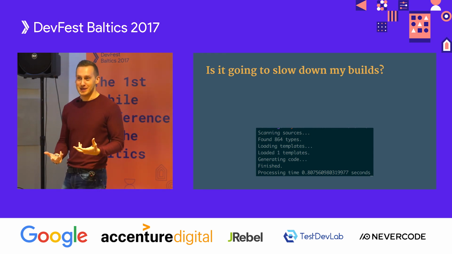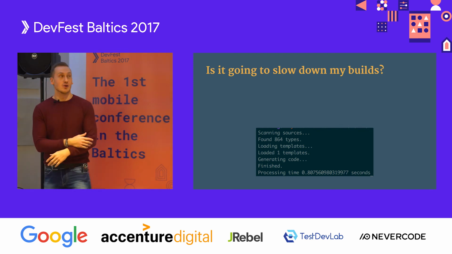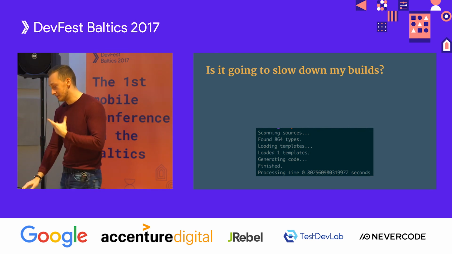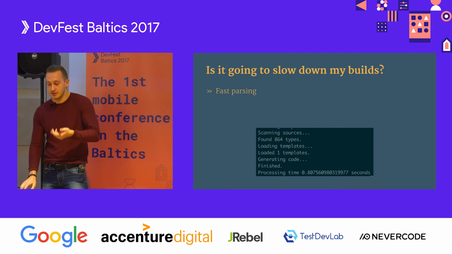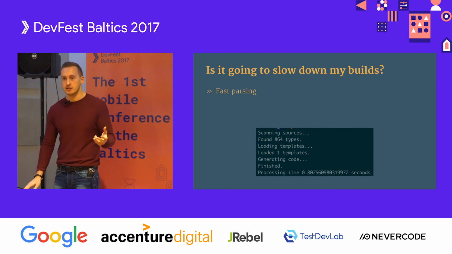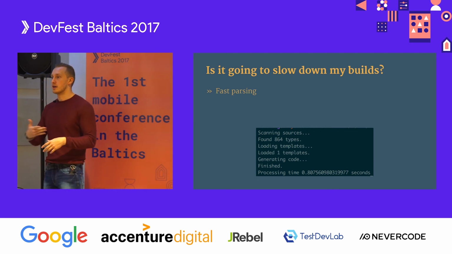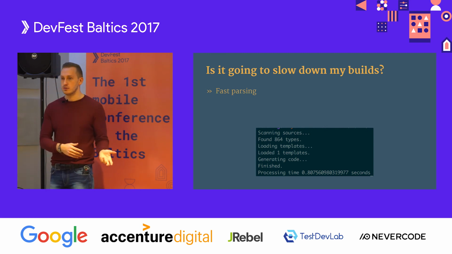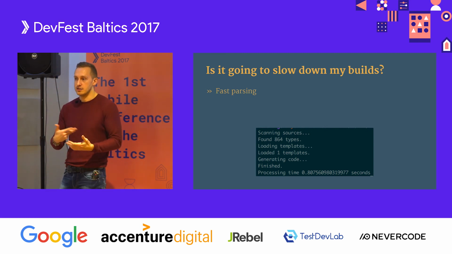So big question, especially with Swift compile times being bad: is it going to slow down my builds? I don't want it to be even slower. It's ridiculously slow for big code bases. Sorcery uses SourceKit and fast parsing, and the way we have to parse the code is much simpler than what Swift has to do, because we don't actually execute the code. We just learn about the meta types.